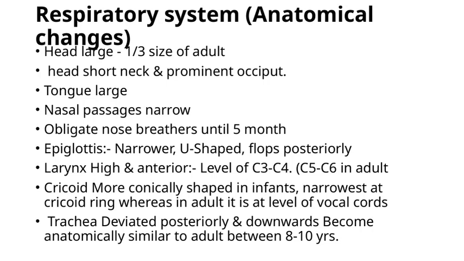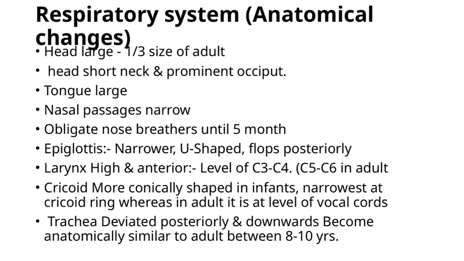Let's take a closer look at the anatomical changes in the respiratory system during infancy. First, you'll notice that the head is quite large in infants, approximately 1/3 the size of the adult head. This gives the baby a proportionally bigger head compared to the rest of the body. The head is also short with a prominent occiput, which is the back part of the skull. Moving on, the tongue in infants is large relative to the mouth, which can sometimes contribute to airway obstruction. The nasal passages are narrower in infants, making nasal breathing very important until about 5 months of age, as they are obligate nose breathers during this period.